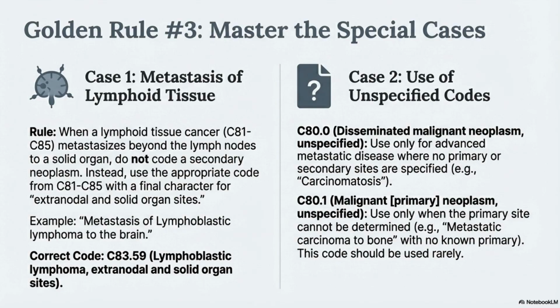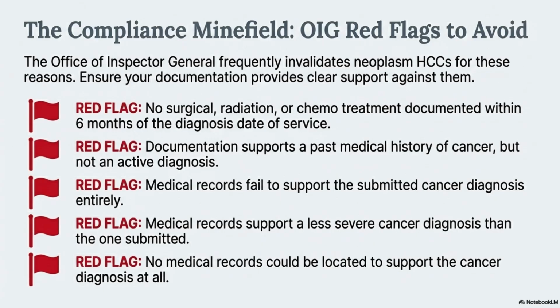The OIG frequently invalidates neoplasm HCCs for reasons such as no treatment within 6 months, documentation supporting history, not active disease, insufficient documentation, incorrect severity level, and missing medical records. Your coding must always reflect the documentation, never assumptions.